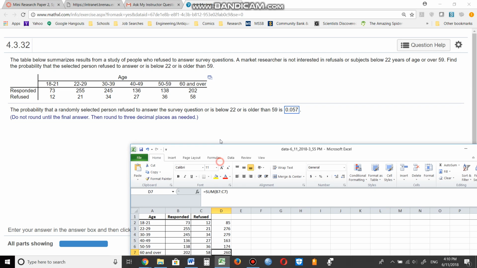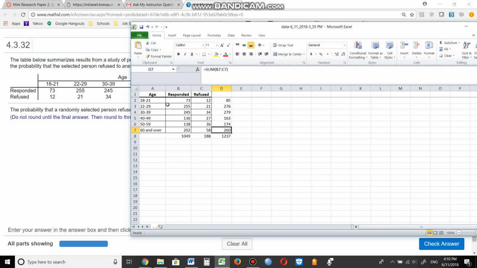Now let's actually copy this into Excel. Okay, so here it is. What I did was modify this table somewhat. What the problem provided is highlighted in blue. I summed across all rows and across all columns, and then did a total sum right here. So 73 plus 12 gives me 85, 255 plus 21 gives me 276, and so on.